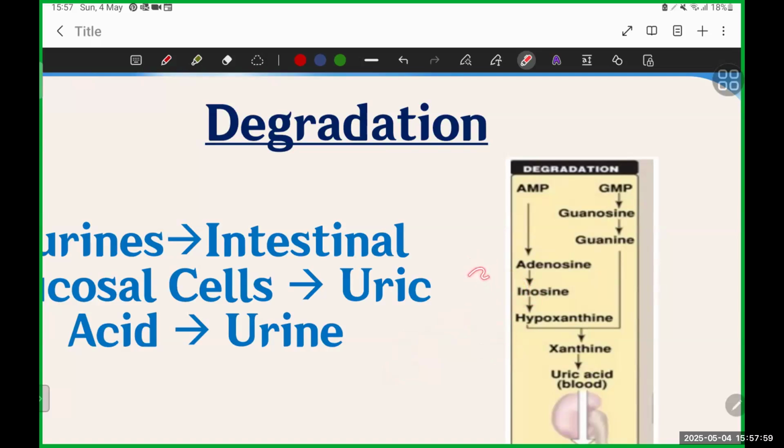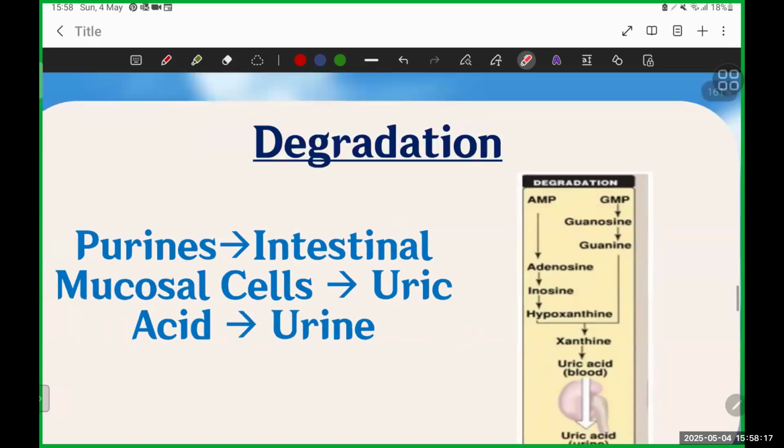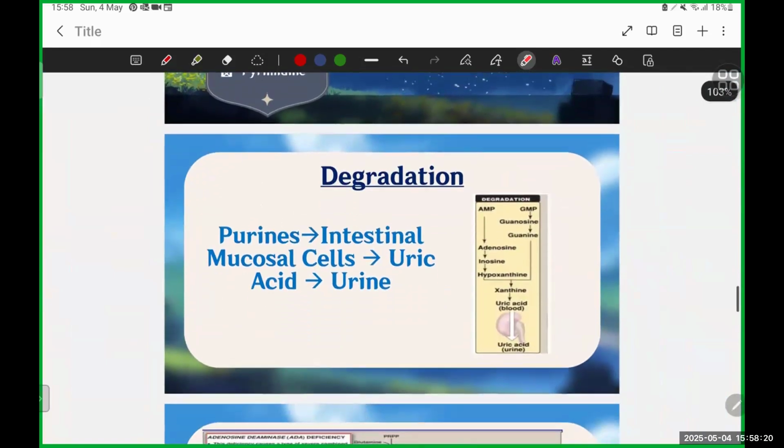Mycophenolic acid is going to go to IMP dehydrogenase, and it's going to stop the GTP production, and eventually you're not going to be able to form DNA, right? That one. Okay, that was de novo.